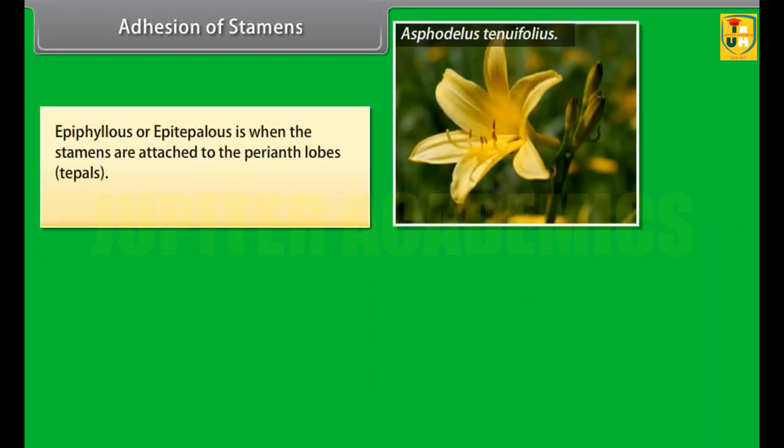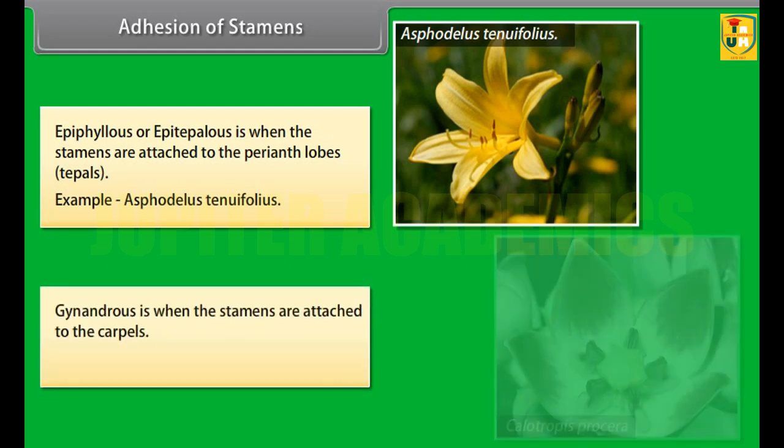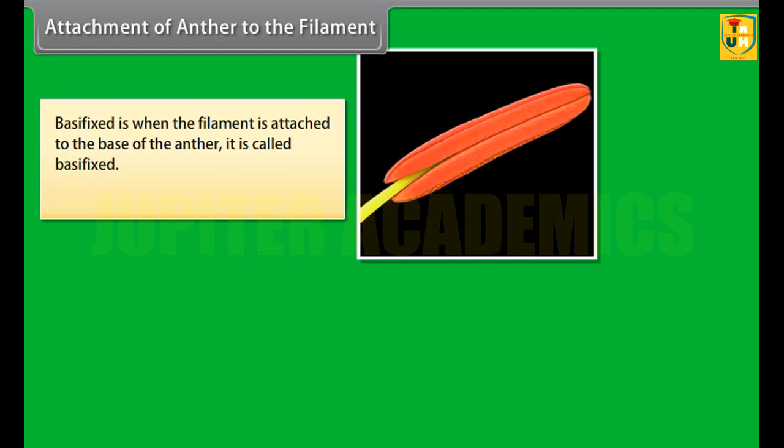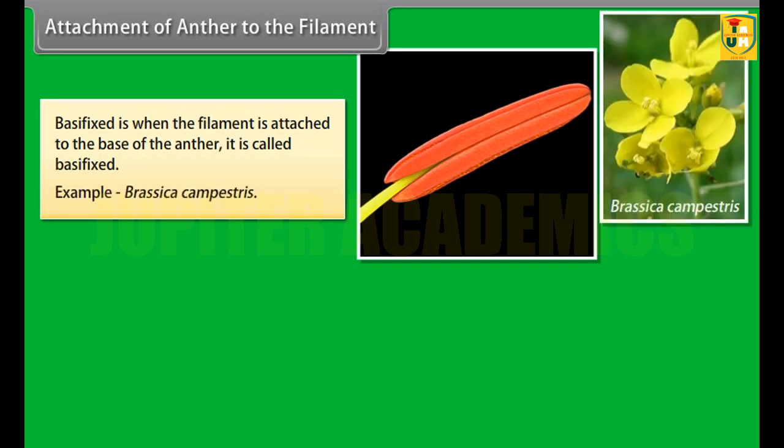Epiphyllous or epitepalous is when the stamens are attached to the perianth lobes, tepals. Example, Asphodelus tenuifolius. Gynandrous is when the stamens are attached to the carpels. Example, Calotropis procera. Attachment of anther to the filament. Basifixed is when the filament is attached to the base of the anther. Example, Brassica campestris.